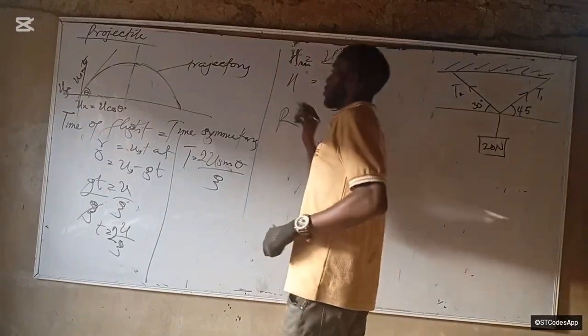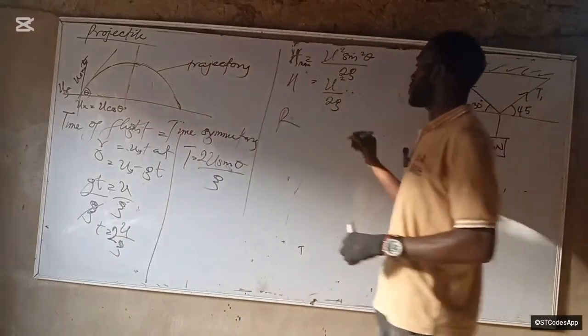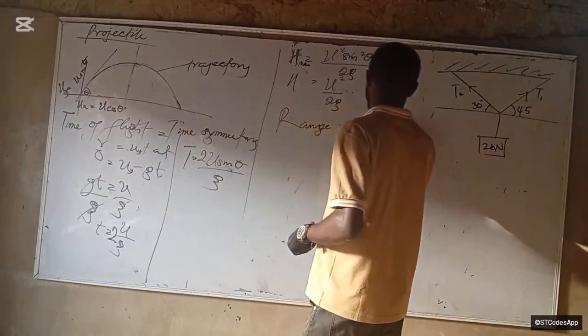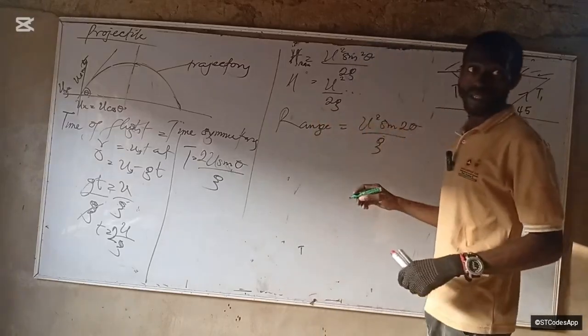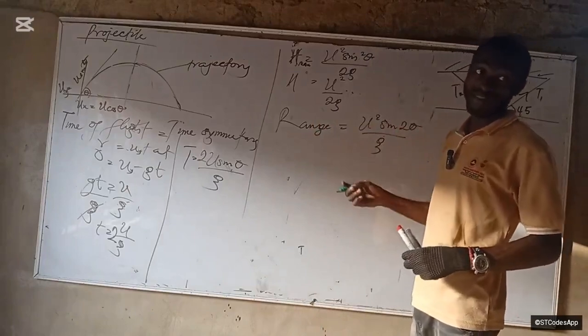Then the other component that we will analyze is the total horizontal distance moved. We call it range, right? The maximum range. What's the formula for maximum range? u squared sine 2 theta over g. Is it over g or over 2g? Over g. Are you sure? Should we quickly derive it?